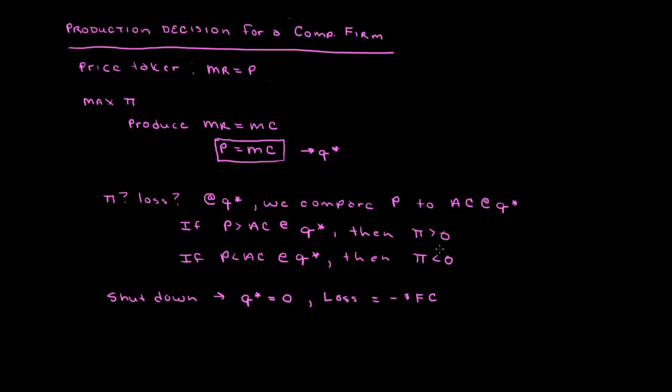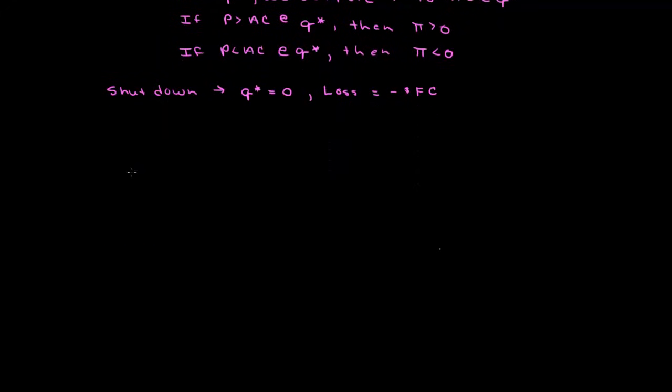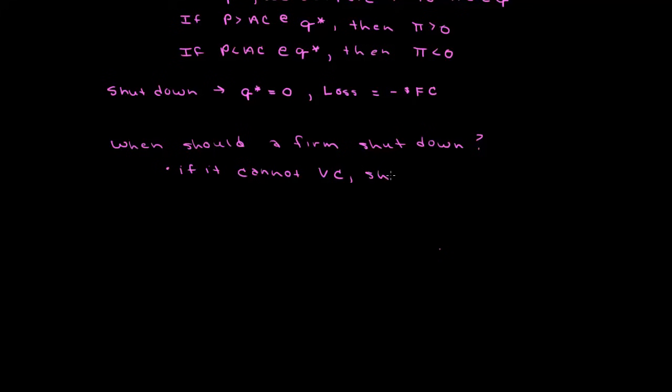And so what we want to do is summarize what that condition is. When should a firm shut down? That's the question. Basically, a firm should shut down if it cannot cover its variable costs. So if it cannot cover its variable costs, then it should shut down.